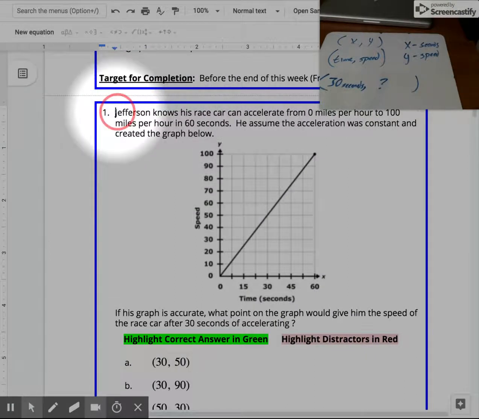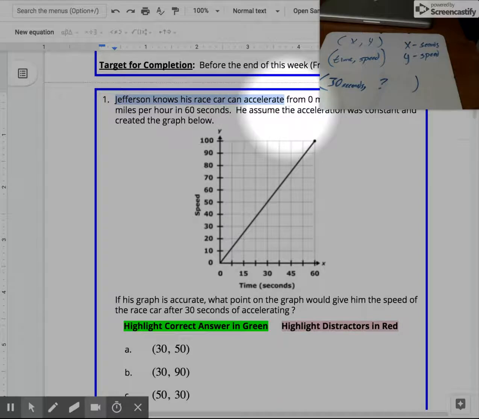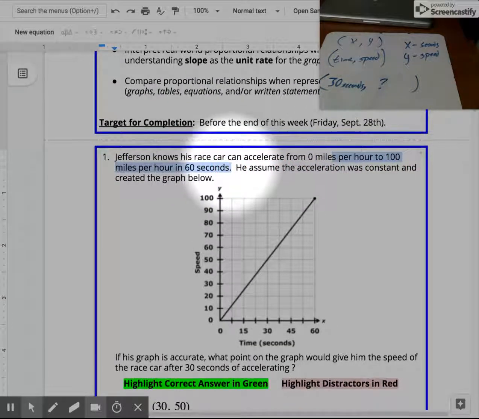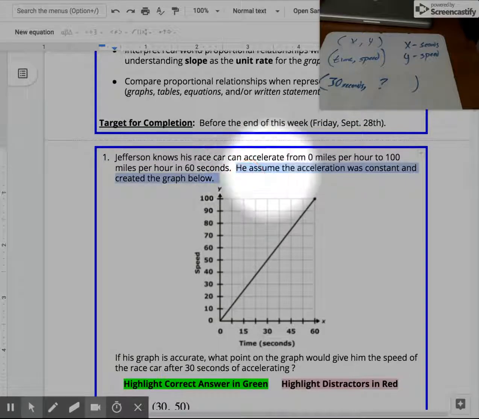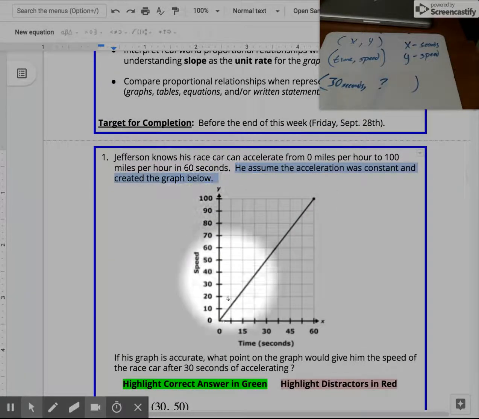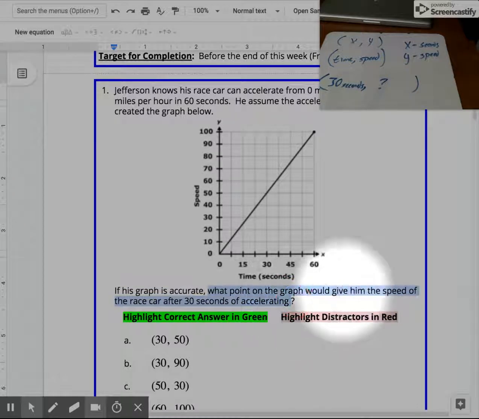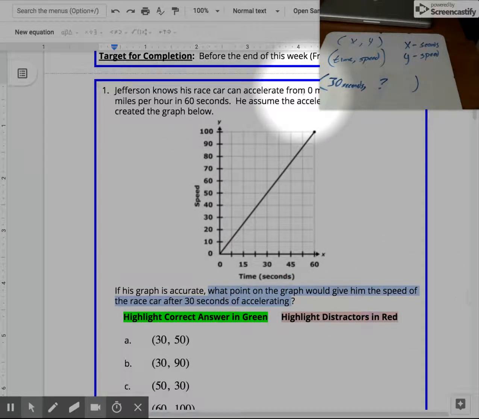Problem number 1 tells us that Jefferson knows his race car can accelerate, or speed up, from 0 miles to 100 miles per hour in 60 seconds. He assumes the acceleration was constant and he created the graph below. We see a graph here. The question then goes on to ask us, if his graph is accurate, what point on the graph would give him the speed of the race car after 30 seconds of accelerating?